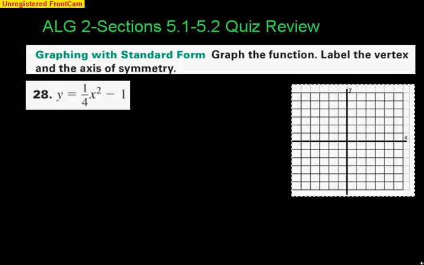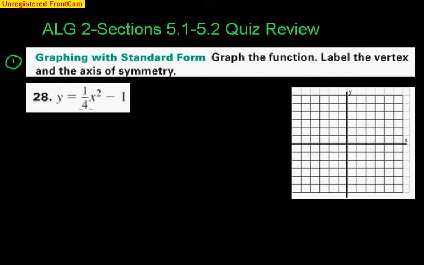Alright, so first, let's take a look at this problem, number 1. And we're going to graph, okay, and label the vertex and the axis of symmetry. And here's our equation. Y equals 1/4 x squared minus 1.